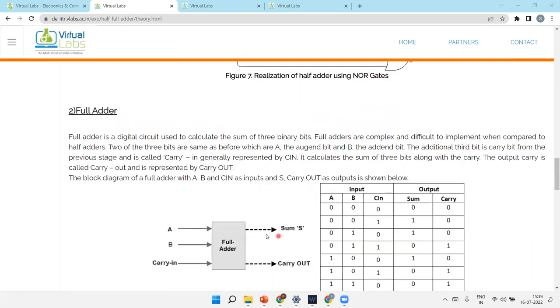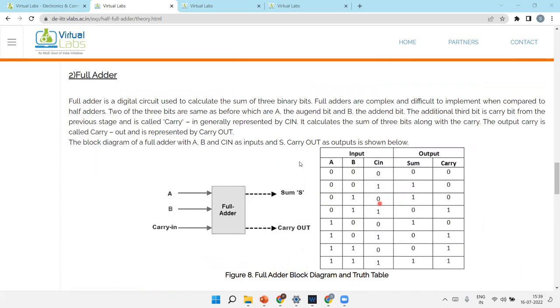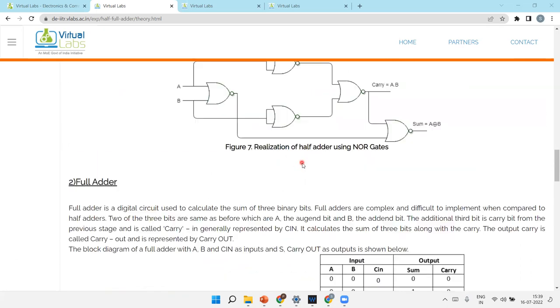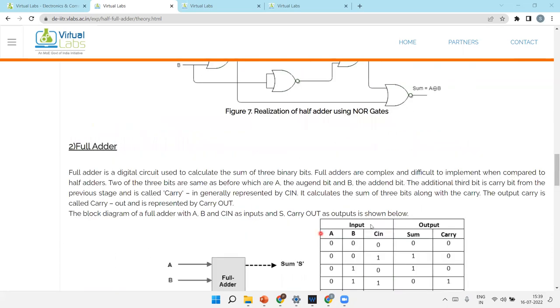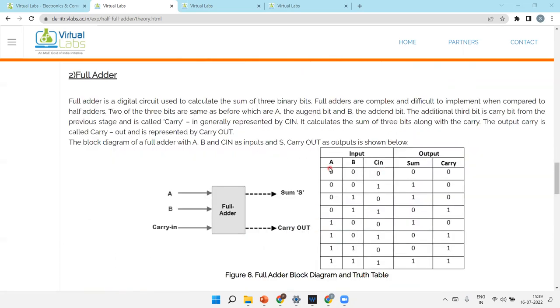Okay. Now, the next part is the full adder, which adds 3 bits. Why is it called half adder? Because it's adding only 2 bits. But the full adder adds bits A, B, C. 0, 0, 0, sum 0, carry 0. 0 plus 0, 0 plus 1, 1, sum 0.